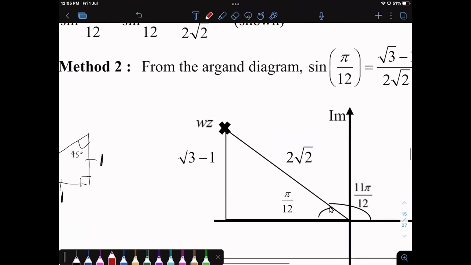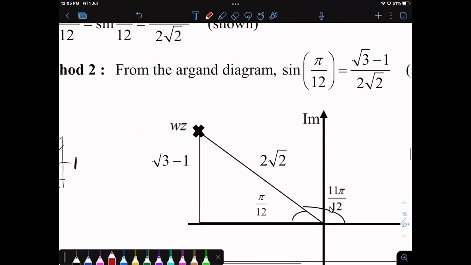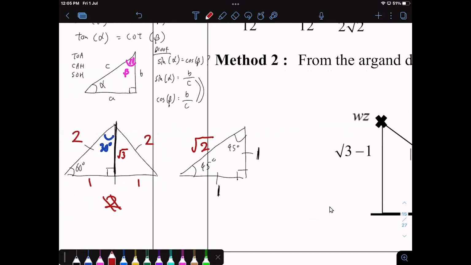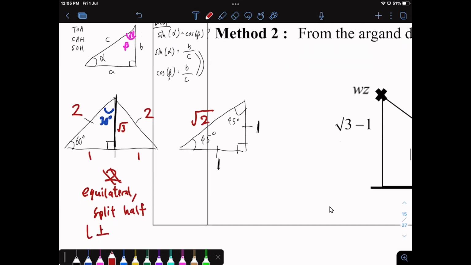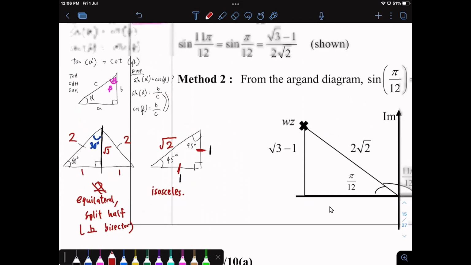Oh, okay. From these 2 triangles. Okay, this is equilateral split half. Perpendicular bisector. Then the other guy is a isosceles. Equal length here. Yeah. Okay, that's how you derive the table of values.